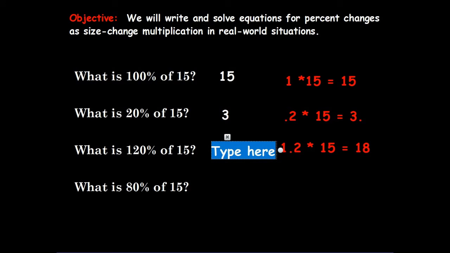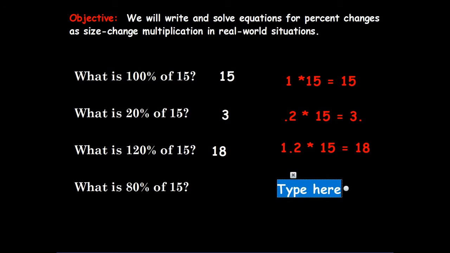So if 100% of 15 is 15, and remember that's plus, 20% of 15 is 3, all I have to do is add those. 15 and 3 make 18. All right, continuing on. 80% of 15. So we're going to set that up in that standard way.